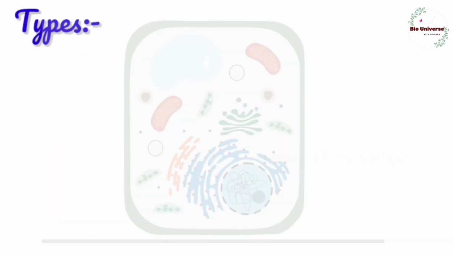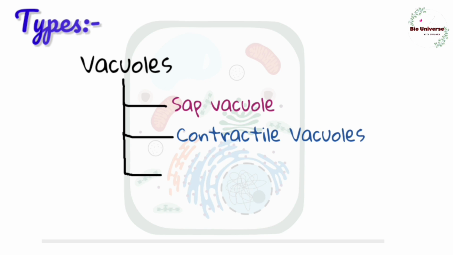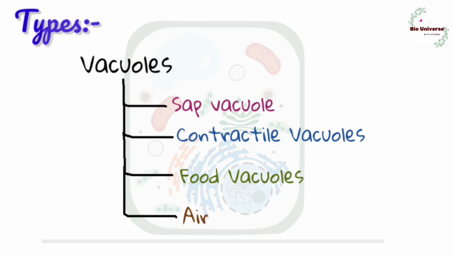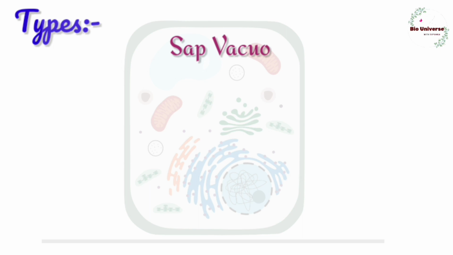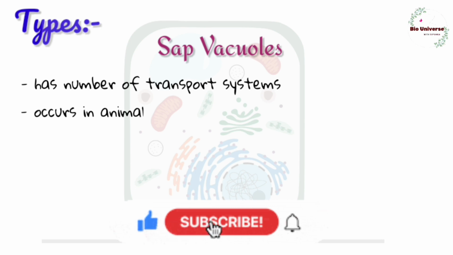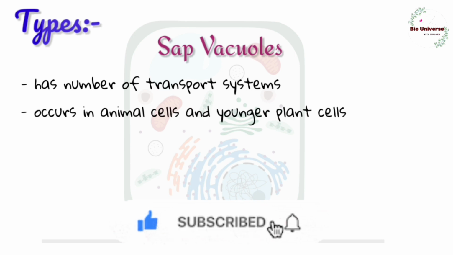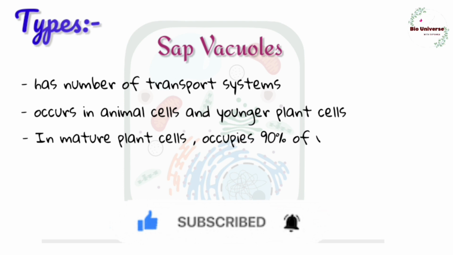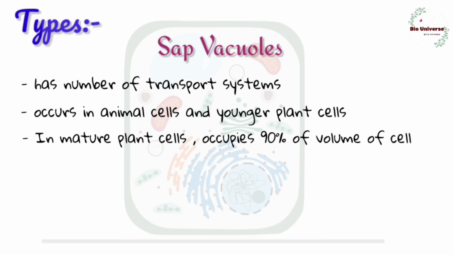Types of vacuoles. On the basis of contents and functions, vacuoles are of four types: sap vacuoles, contractile vacuoles, food vacuoles, and air vacuoles. Sap vacuoles. Sap vacuoles have a number of transport systems for the passage of different substances. A number of small sap vacuoles occur in animal cells and young plant cells. In mature plant cells, the small vacuoles fuse to form a single large central vacuole which occupies up to 90% of the volume of the cell.